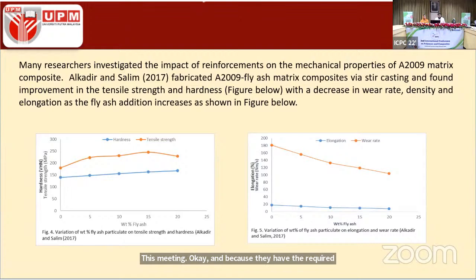Figure 5 is the variation of weight of the fly ash particulate on elongation and wear rate. On the x-axis is fly ash weight versus the elongation and wear rate on the y-axis. For instance, as the fly ash increases, the wear rate is decreasing.